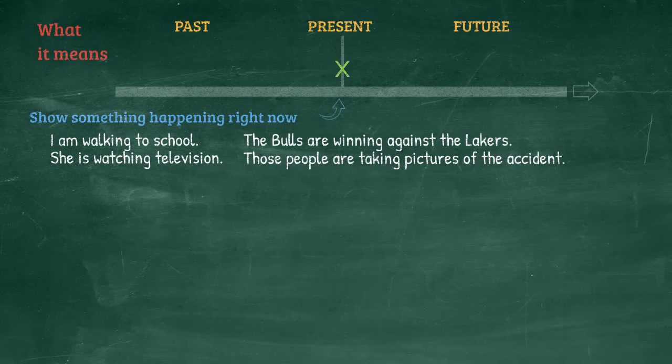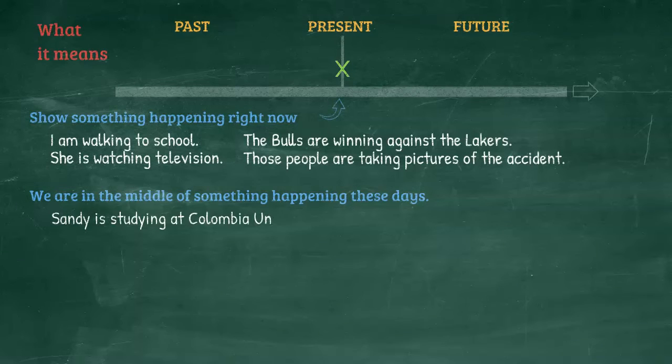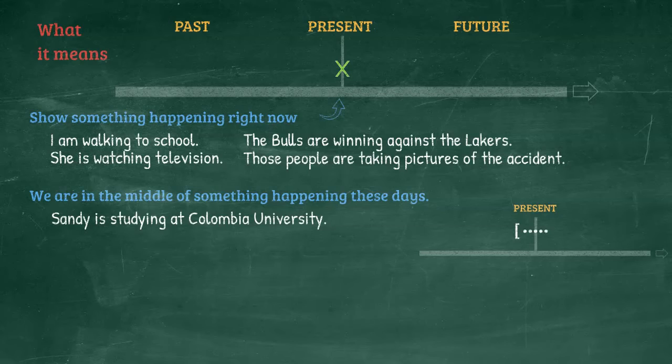But we can also use the present progressive to show that we are in the middle of something that is happening these days or even this year. For example, we can say, "Sandy is studying at Columbia University." This sentence does not necessarily mean that Sandy is right now at Columbia University studying. It just means that she is in the middle of studying at the university. Maybe she enrolled 2 years ago and she will graduate next year. So right now, she is in the middle of her studies. Therefore, we say, "Sandy is studying at Columbia University."